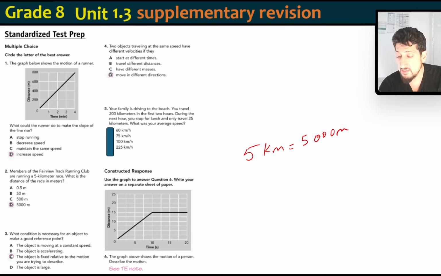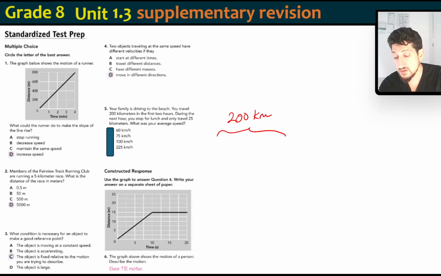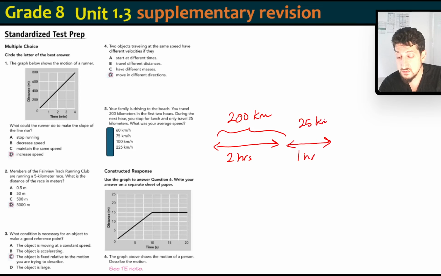Number 5, your family is driving to the beach. You travel 200 kilometers in the first 2 hours. Okay, let's do this carefully. 200 kilometers in 2 hours. And then during the next hour you stop for lunch and only travel 25 kilometers. Next hour, 25 kilometers. Okay, what is it asking? What was your average speed?